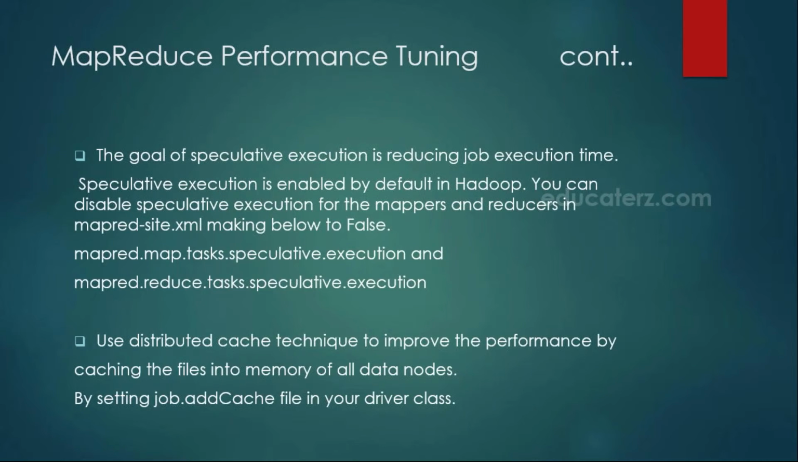And we also have another technique called the distributed cache. You can use this to improve performance. Whatever small files you have, instead of storing them on your single disk, we store this particular file in the main memory of all the data nodes. So instead of doing disk reads and writes, it automatically reads from the main memory. So performance will be automatically improved when you use the distributed cache mechanism.